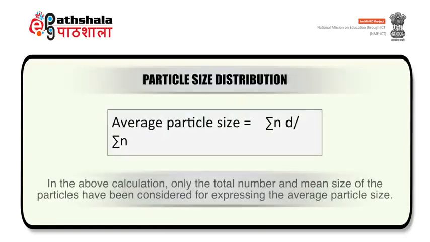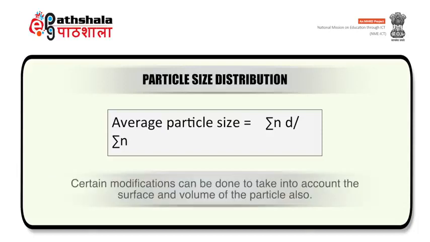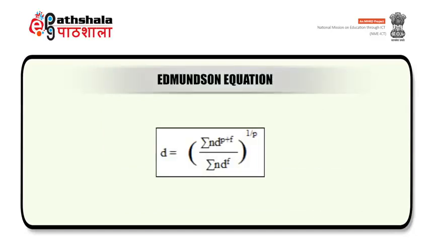Thus, we need an estimate of the size range present and the number of particles in each particle size, and from this we can derive the average particle size of the collection of particles given by the following equation. Important to understand, in the above calculation, only the number and mean size of particles have been considered for expressing the average particle size. Certain modifications in the calculation can be done in order to take into account the surface and volume of the particle. Such a modified equation for calculation of average particle size is termed the Edmundson equation, given by the following.